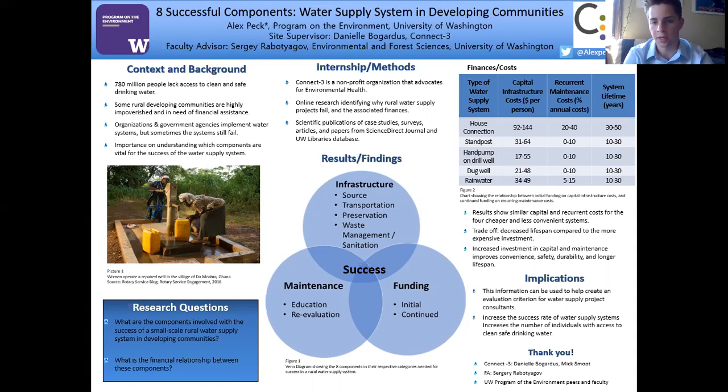So for the finances and costs, in the top right I created a chart which talks about different types of water supply systems, the capital infrastructure costs, the recurring maintenance costs, and then the lifetime in years. So you see there is a similar cost associated with the four bottom cheaper systems, but that comes with a trade-off, as you can see the lifetime is a lot less than the more expensive house connection. With that decreased lifespan can come consequences of having a failed system where you have to start the whole process over again. Whereas the house connection is the most convenient, safe, durable, and has the longest lifespan. So that comes with increased investment, capital, and maintenance costs, but will overall save the system, increasing access to clean drinking water to people, and not having a failed water system.